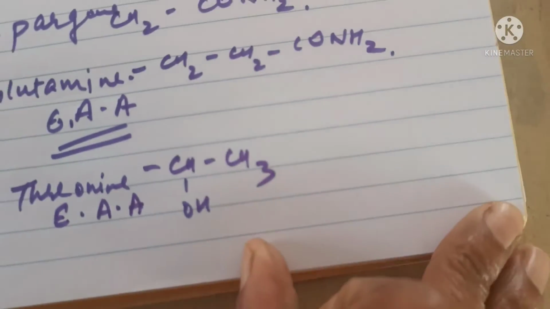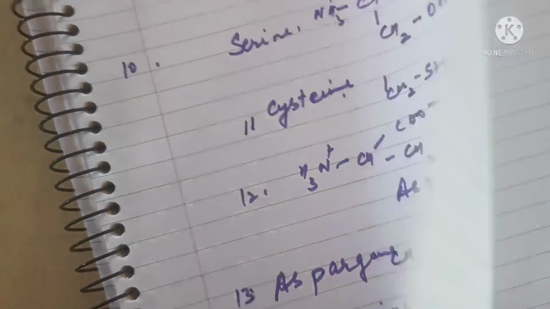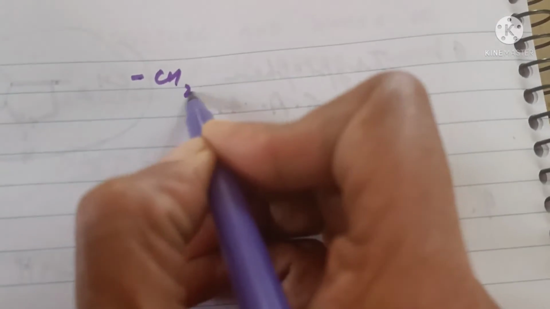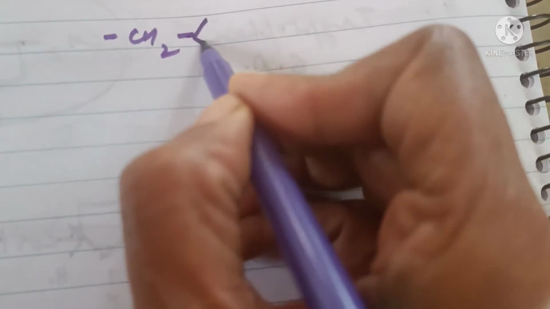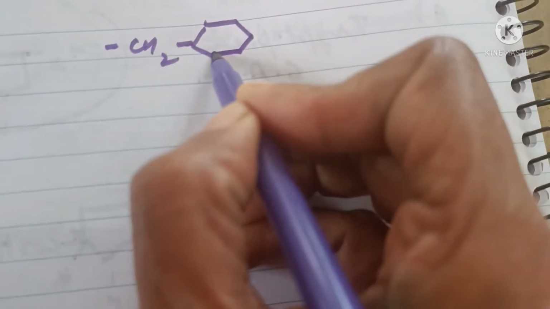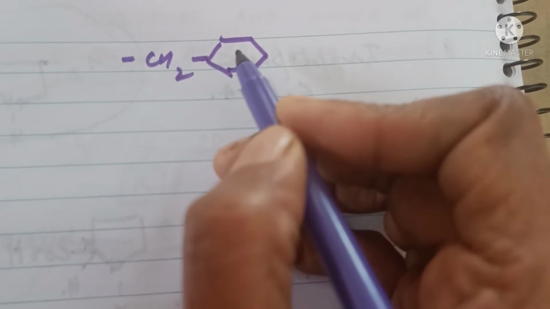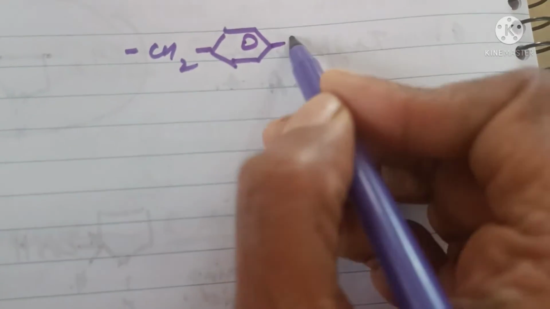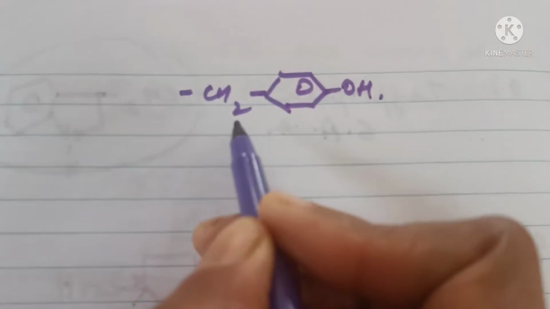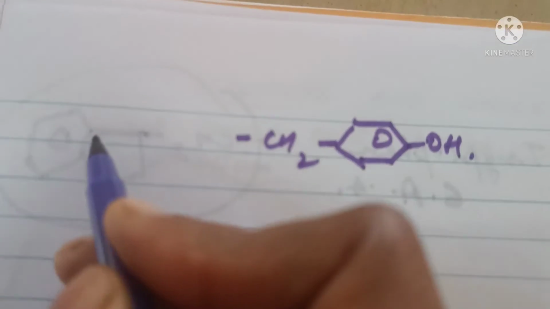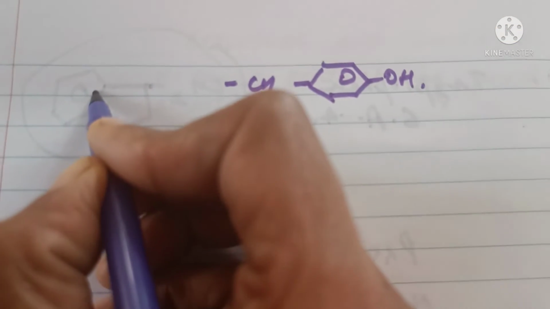Let's write down amino acid number 16. We know that in phenylalanine it was CH2C6H5. If the para position hydrogen of phenylalanine is replaced with an OH group, then we get the amino acid tyrosine. In place of R we have CH2C6H4OH. This is called tyrosine. It is obtained from cheese.